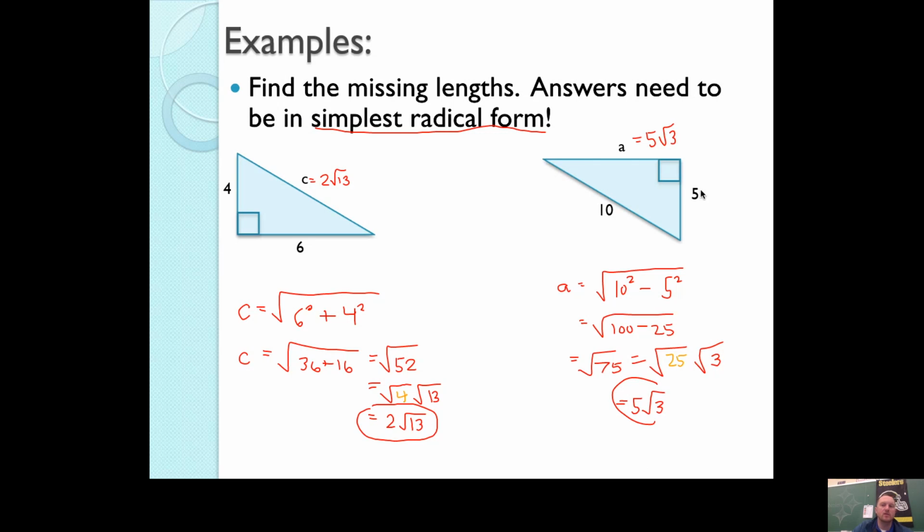And you might think to yourself, well, how do I know that's not bigger than 10? 10 has to be the biggest side. The square root of 3 is less than the square root of 4. The square root of 4 equals 2. So 5 times 2 is 10. This is less than 2. So this whole answer is going to be less than 10. If that makes sense.